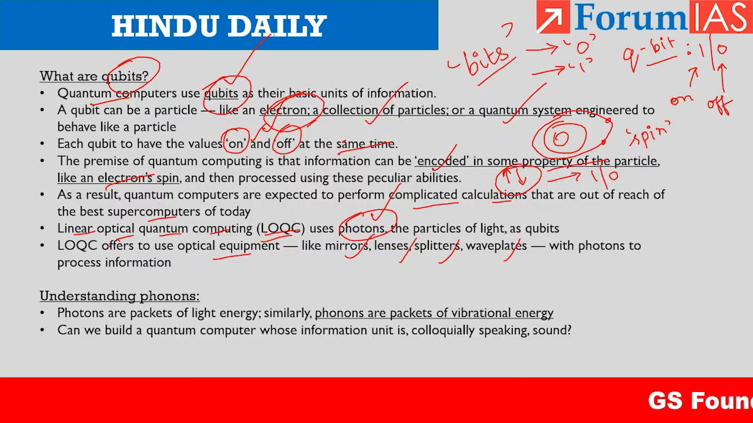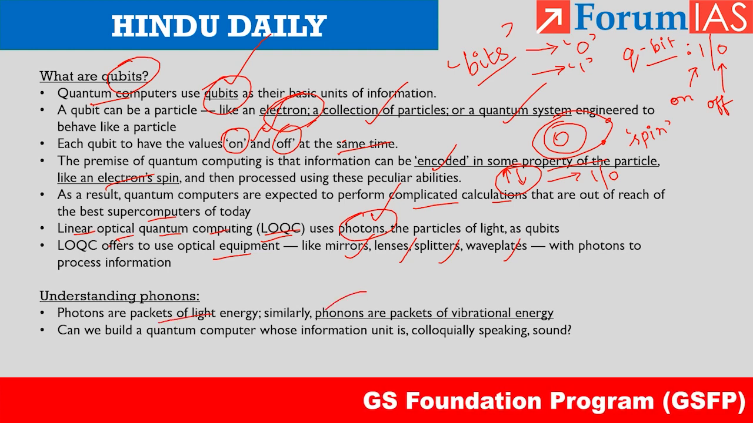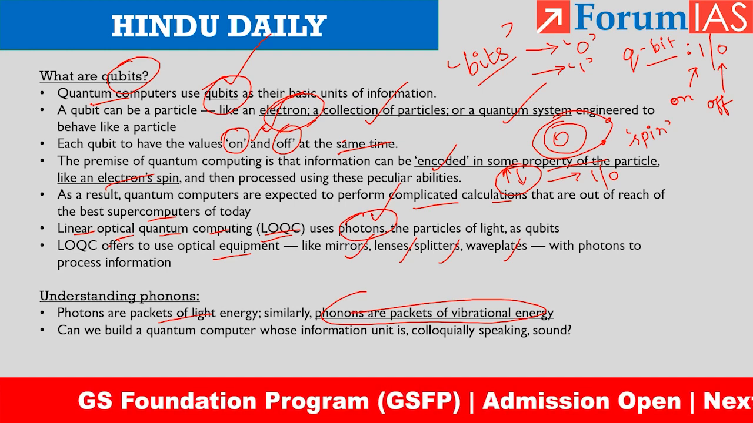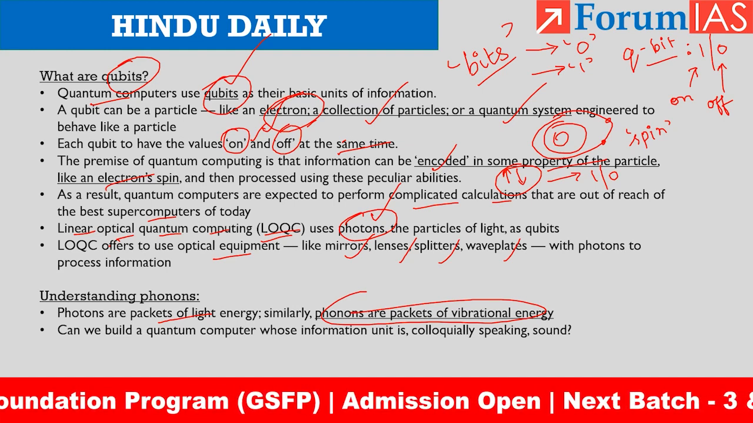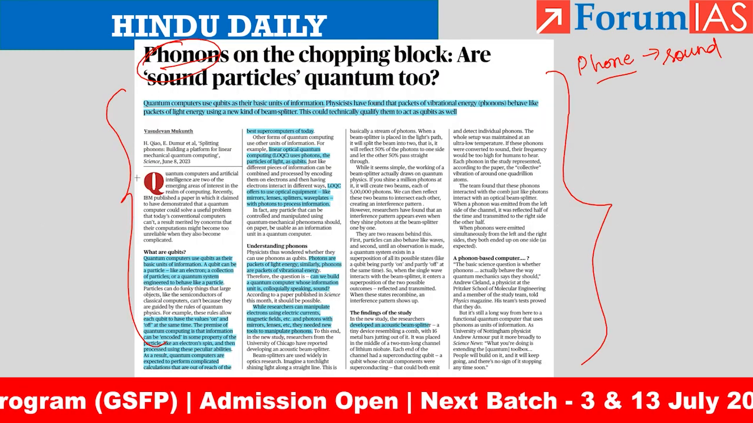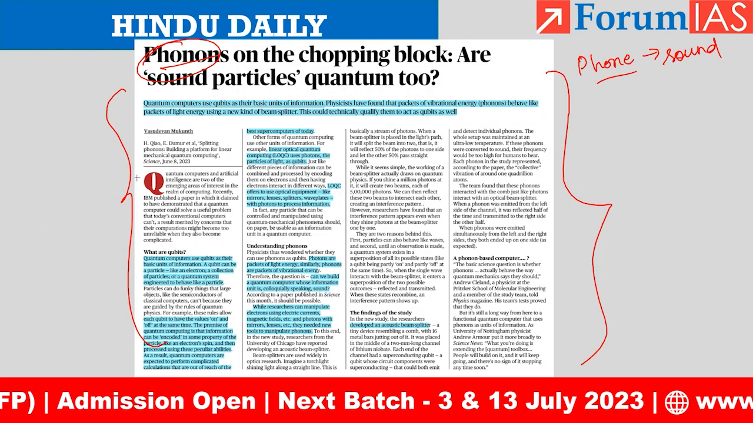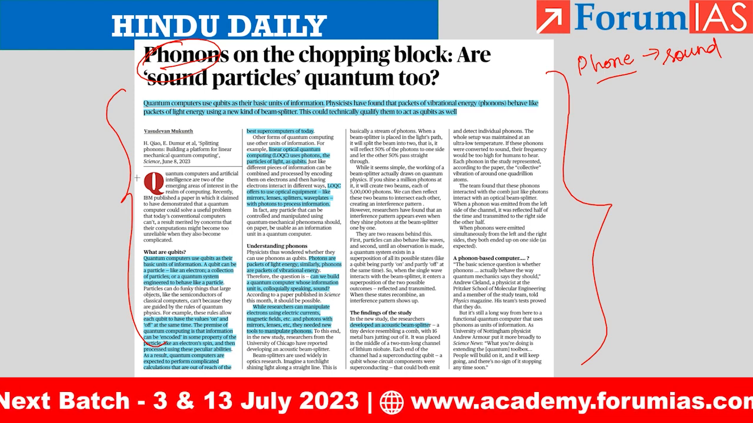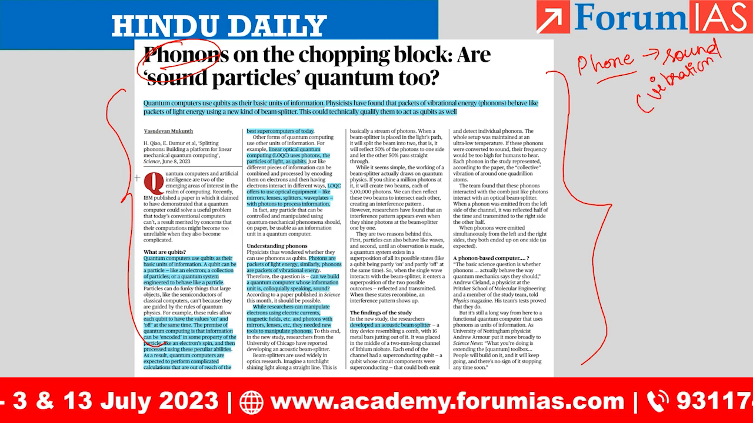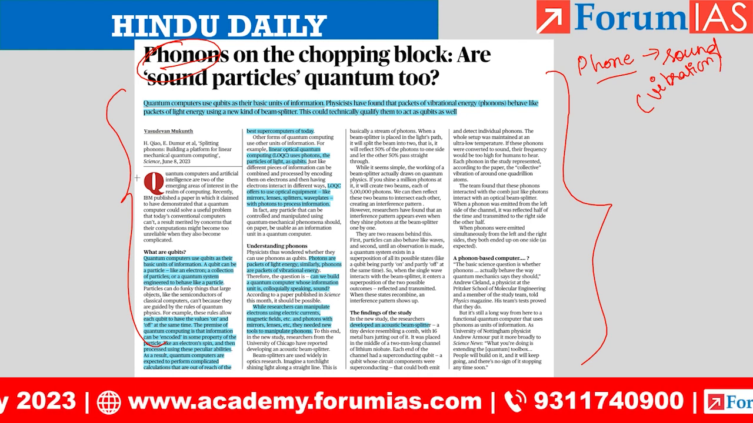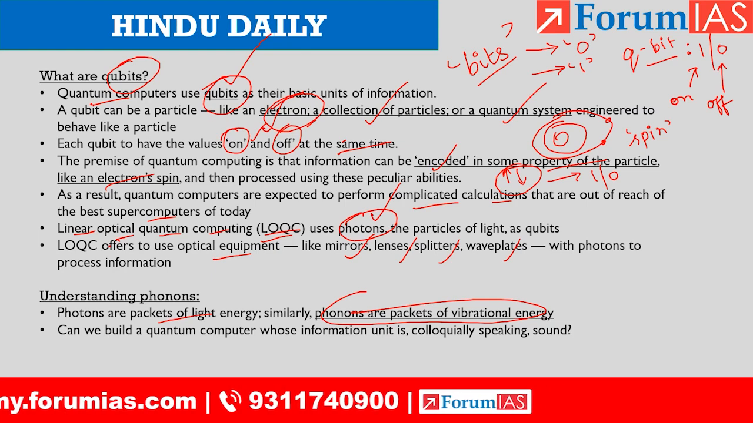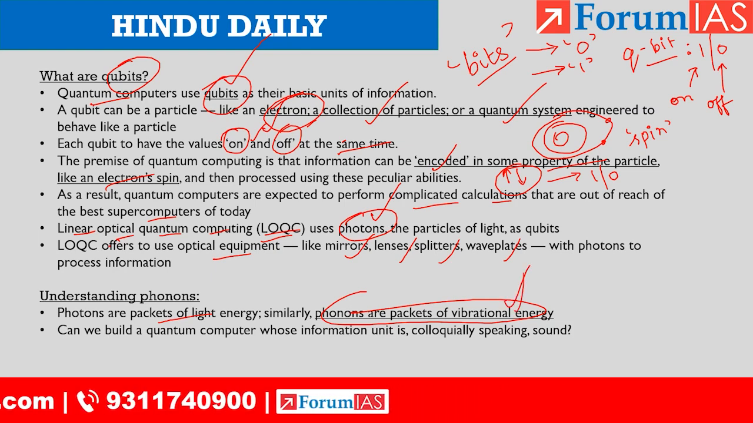So let us see here. Photons are packets of light energy. Phonons are packets of vibrational energy. We can derive that from the name itself. As we already said, phone is a root word for sound. And how is sound produced? Sound is produced through vibrations. When our voice box vibrates, then we are able to speak, right? So, phonons are packets of vibrational energy.